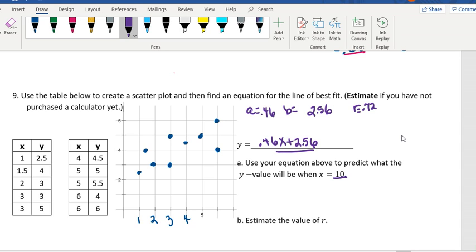If I want to know when x is 10, I would have 0.46x plus 2.56 and plug in a 10 right here. So it's 4.6. That's going to give me 67.16. All right, so that means I would have an estimated value. If I were going to put a point in where x is 10, this would be an approximate value.